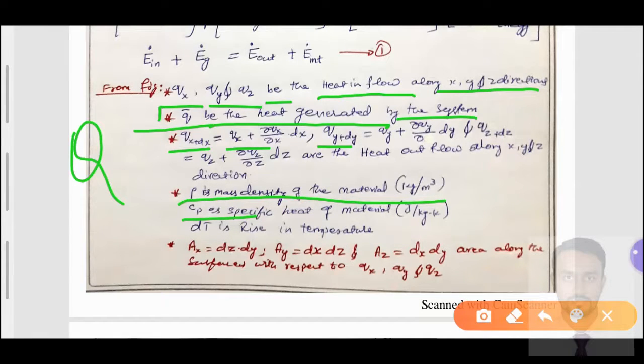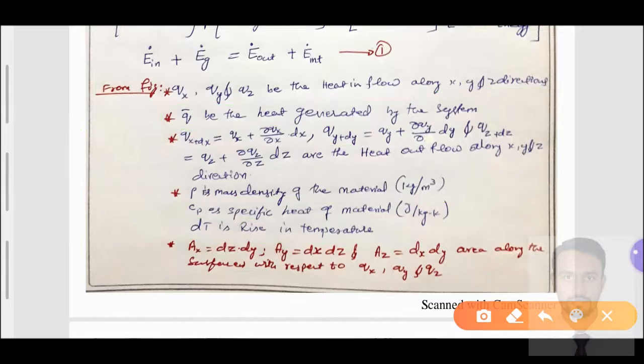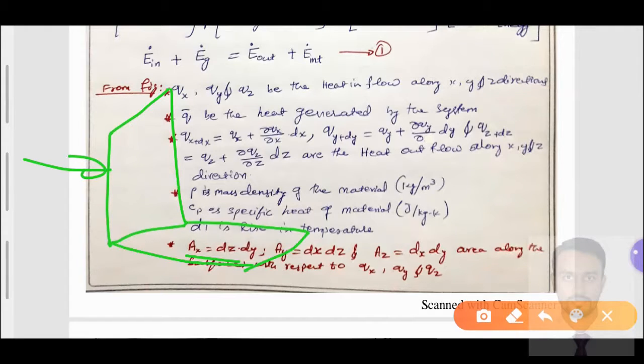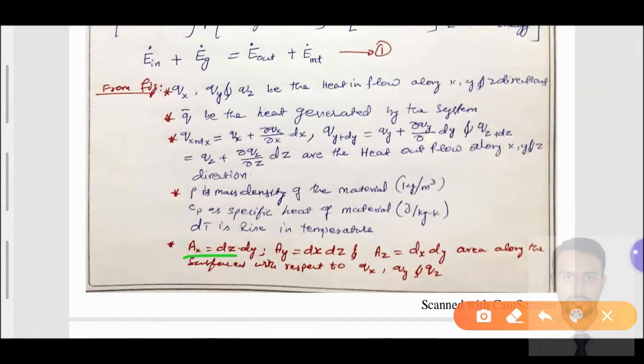dT, capital T, is the rise in temperature difference, where A of x is the area through which heat flows along the x direction. Heat enters through this surface, which has dimensions dy and dz. That means A of x is equal to dz dy.